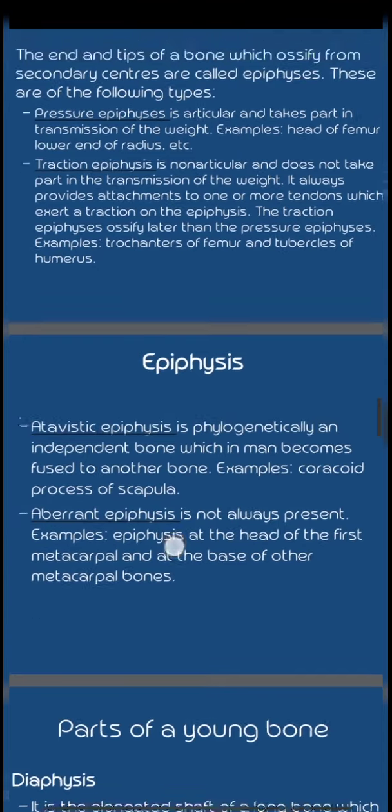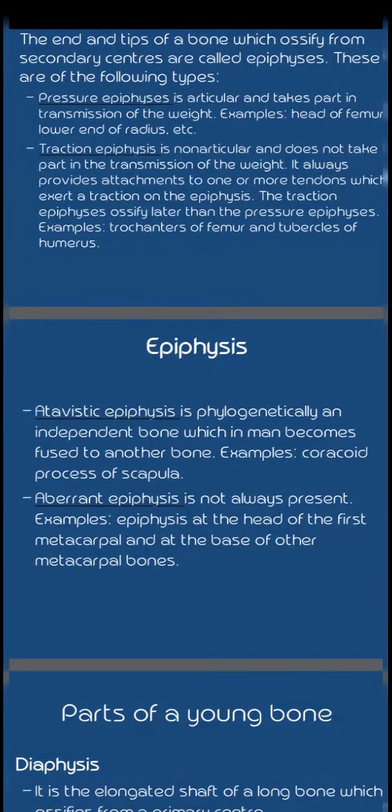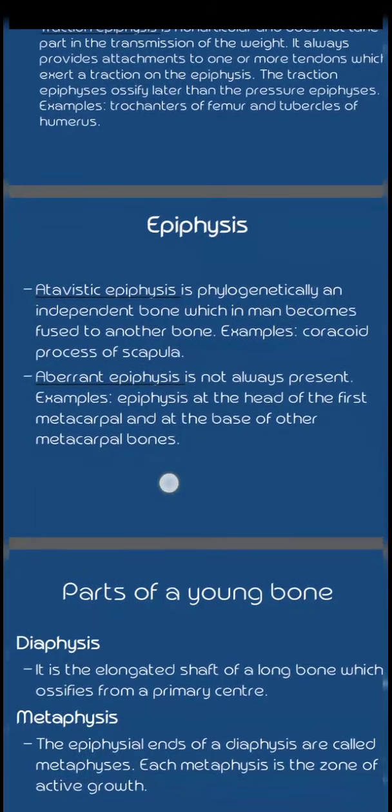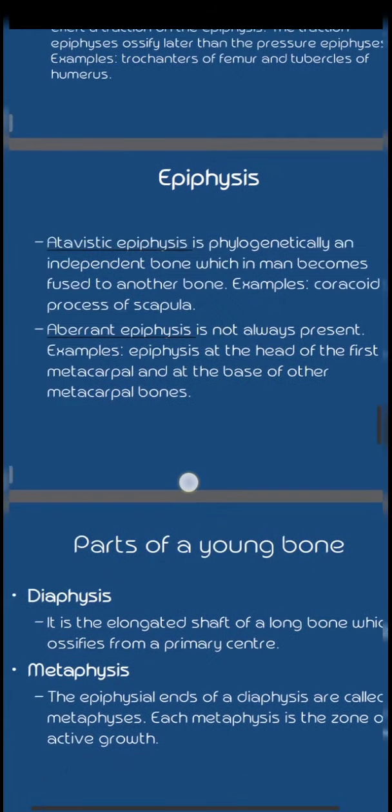Here more types of epiphyses are discussed. Atavistic epiphyses are phylogenetically independent bones which become fused to form another bone, such as the coracoid process of the scapula. The coracoid process grows independently near the scapula, then it fuses with the scapula. The coracoid process is basically the part where the clavicle comes to attach with the scapula. That is an example of atavistic epiphysis.